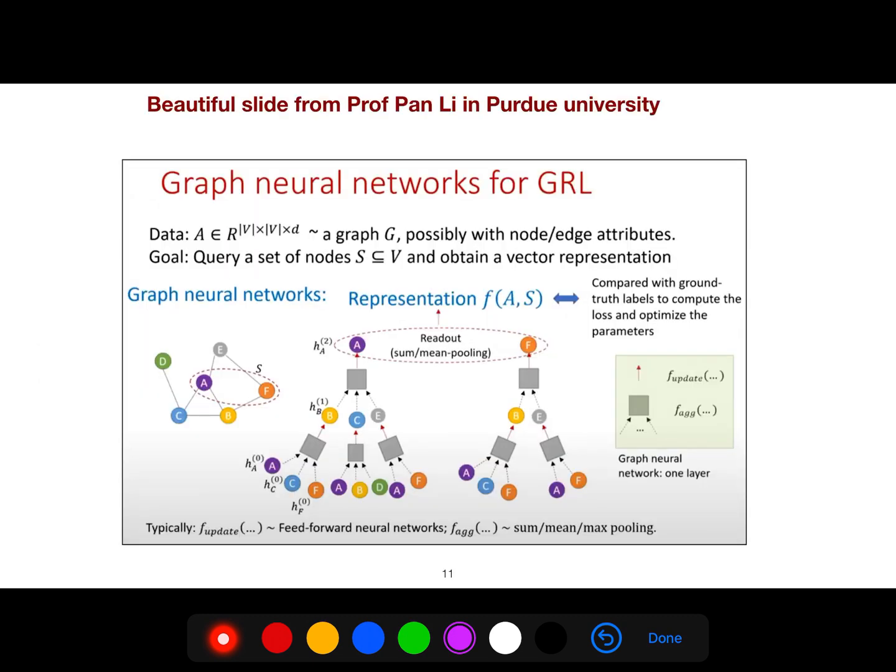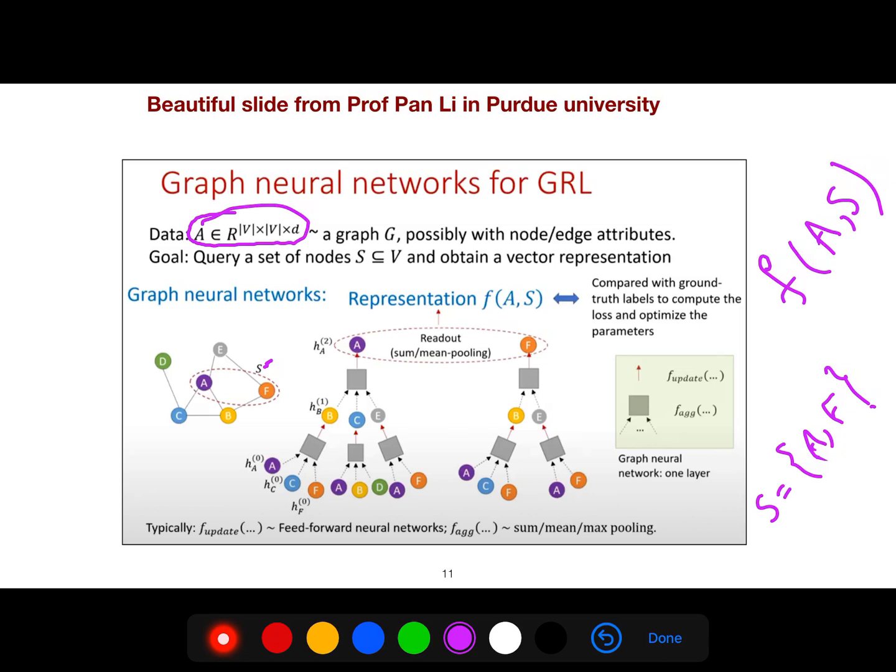This is a slide from Professor Pan Li. You see we have this readout, where for each node we see the computational graph in two hops, and then we can represent any set that you say. For example, this set S here, which consists of only A and F. So we can represent what is the representation of set S. And A is just this, for each edge we have from vertices to vertices, and also your vector representation, which has d attributes, d features.